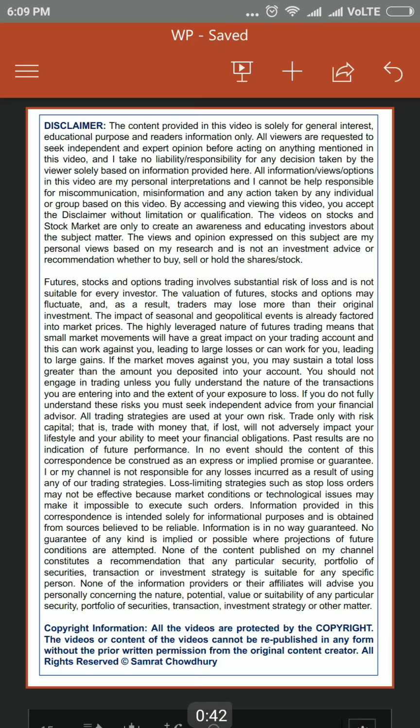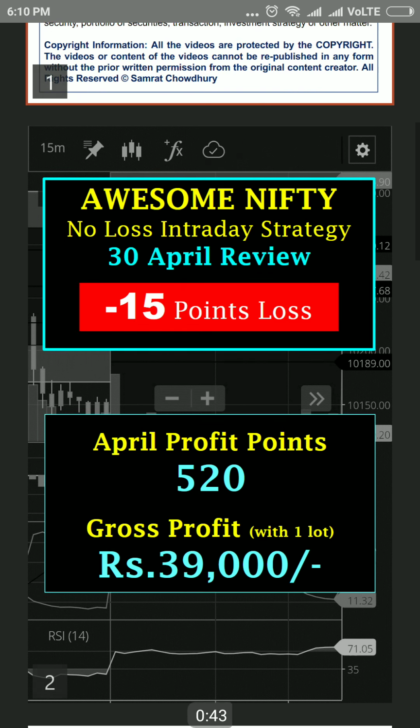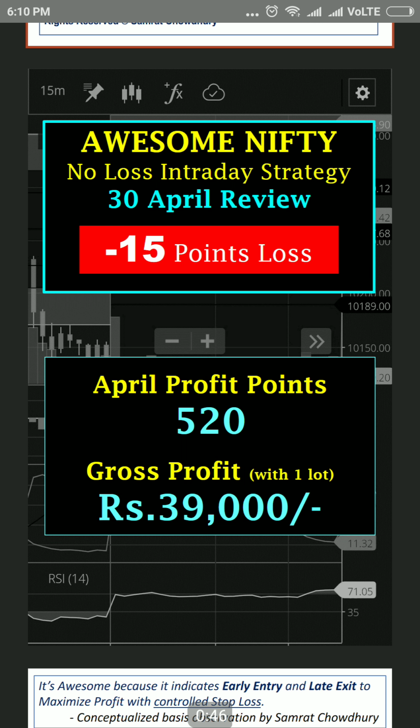27th of April. So friends, on 27th of April, a typical setup was formed in the chart, and a similar kind of setup is also formed today, that is 30th of April. So I'm going to explain that in detail so that in future, whenever we get that kind of a setup, we may keep all those things in mind before taking the trade.